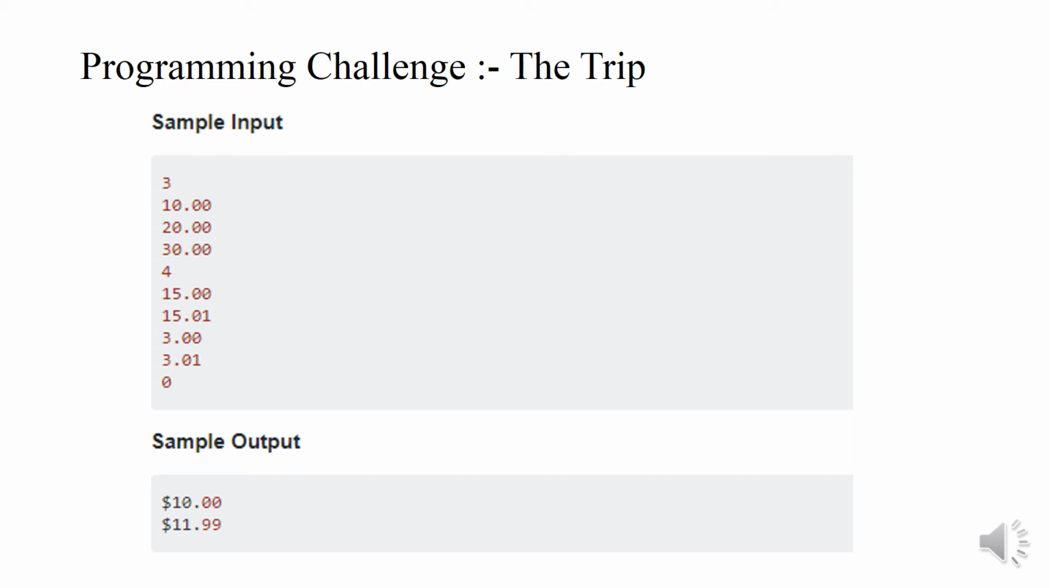This is the second input, where we have four students, and they pay 15.00, 15.01, 3.00, 3.01. The sample output, the exchange of money in the second example, is 11.99 between the students. So this is our programming challenge.